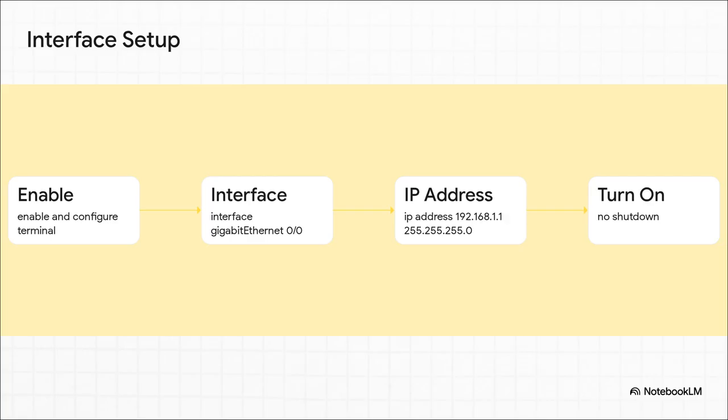For Step 3, we give the router its local identity with the command ip address 192.168.1.1, followed by its subnet mask 255.255.255.0. And finally, Step 4. This is the command every network engineer literally types in their sleep, no shutdown. That command turns the port on. Because let's be real, without these 4 steps, your router is basically just a very expensive paperweight.